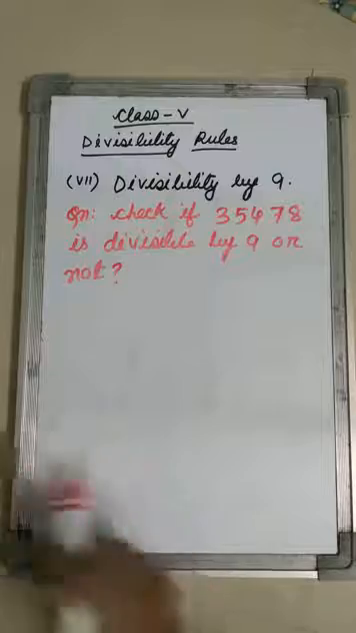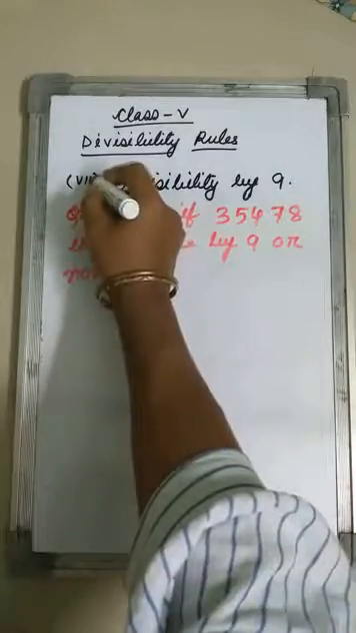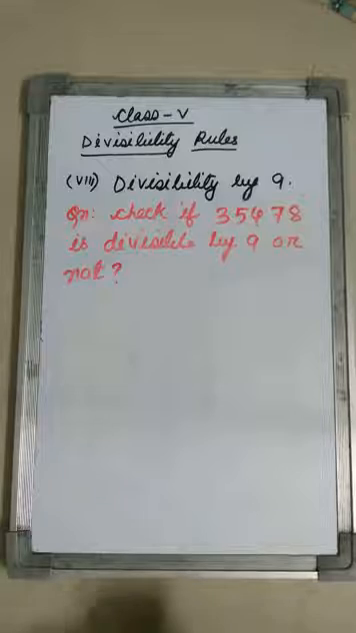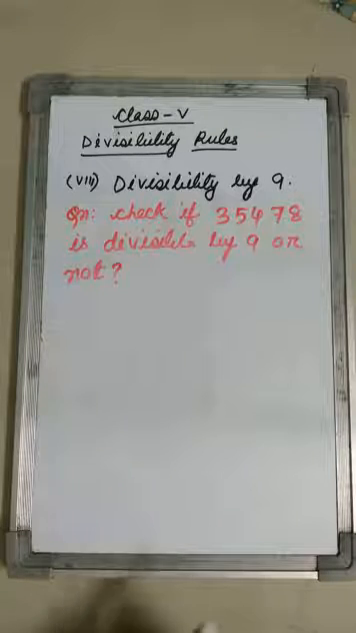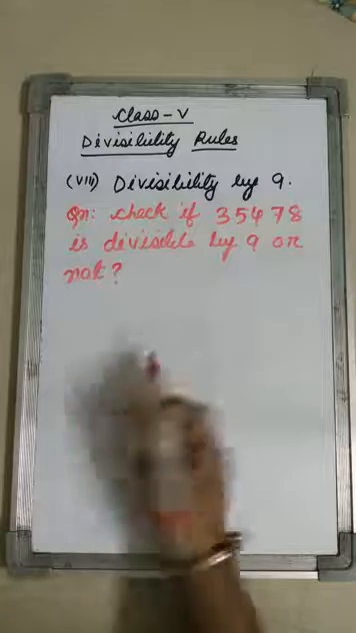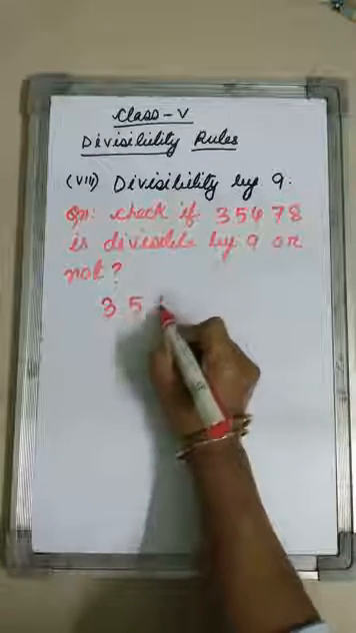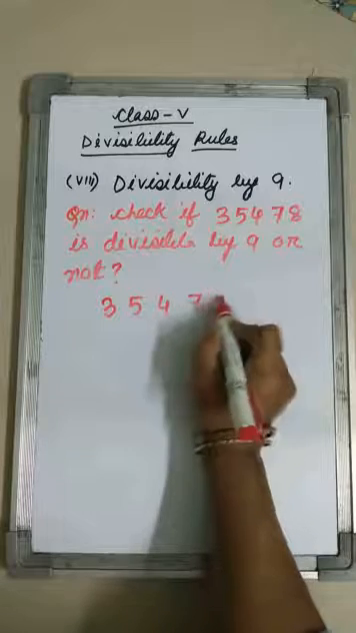So the next topic is divisibility by 9. This is number 8. Question. Check if 35,478 is divisible by 9 or not. So this is 3, 5, 4, 7, 8.